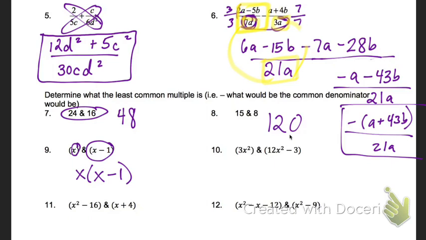Okay, so for number 9, when you have factors, so you'll see on the denominator, you will factor them. All of the factors combined become your least common multiple. So I'm going to write that out to the side. Factors combined become your least common multiple.